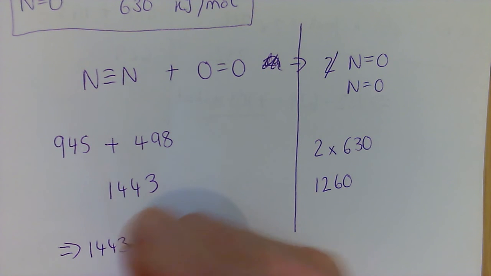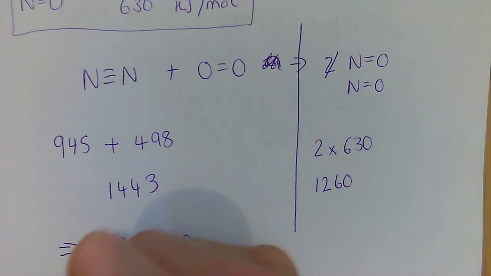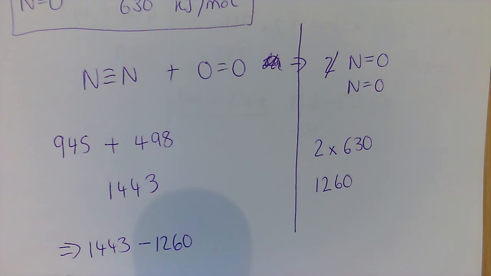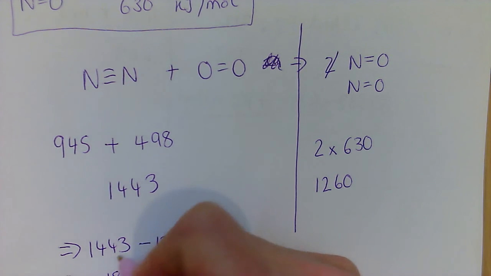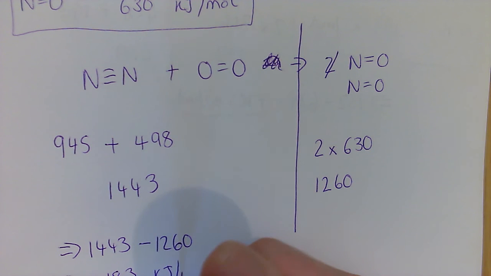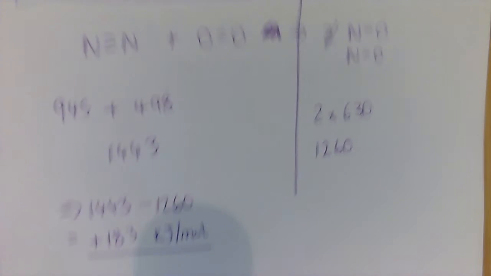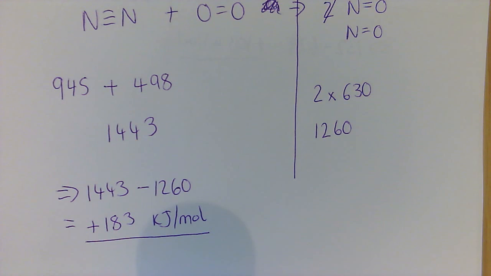So I'm going to do left hand side value minus my right hand side value. Plus 183 kilojoules per mole. So again, I've got a positive value, so I know that it's endothermic. To pull that down for you so you can see.